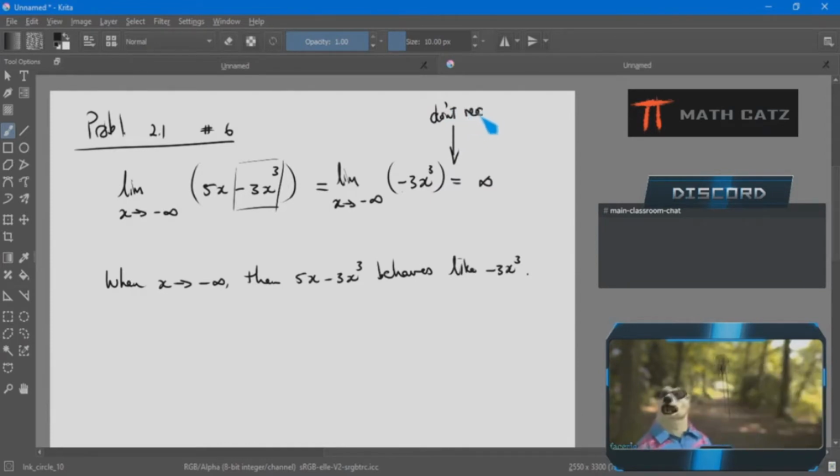Don't read too much into this equal sign. That does not mean the limit exists. It's all about what my answer is. It's just a verb in the sentence. If we say the behavior of negative 3x cubed is infinity, then that equal sign is just taking the place of a verb. It doesn't mean this is equal to a number.